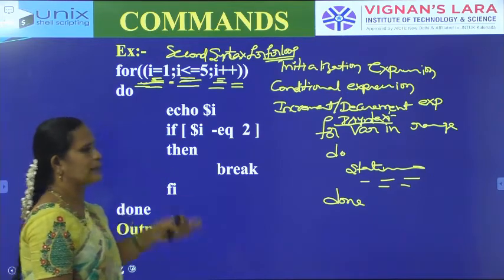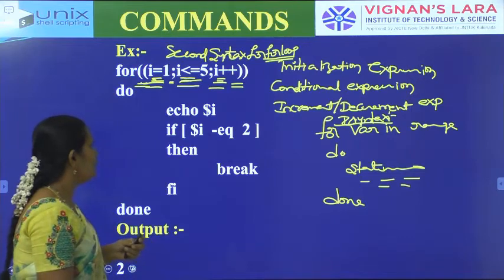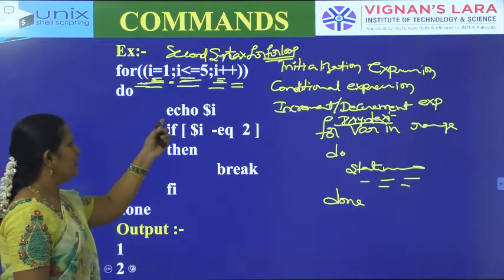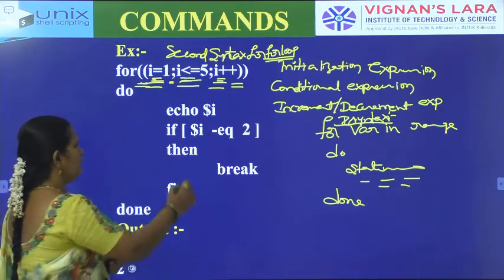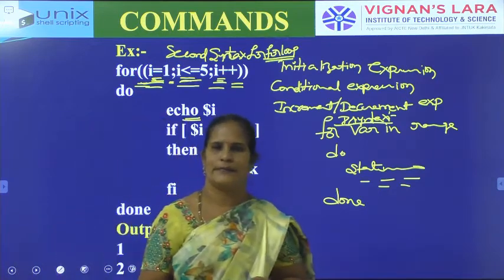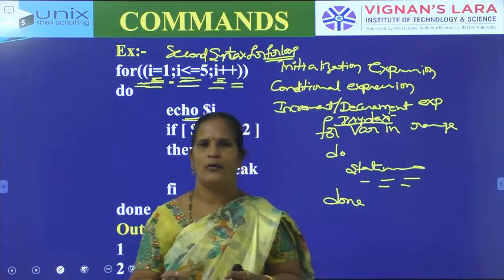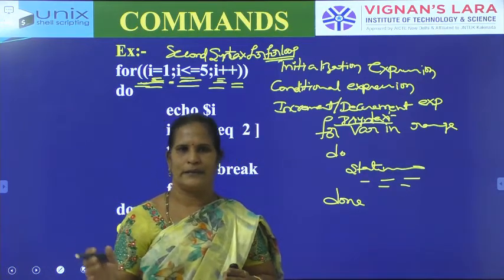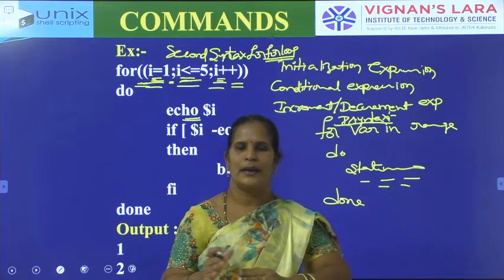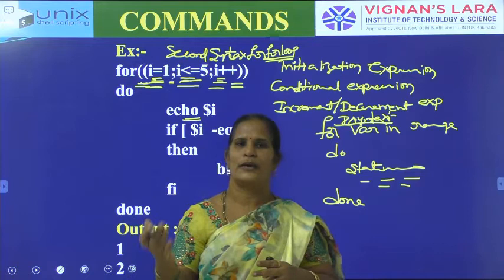Again the condition expression is evaluated: 2 less than or equal to 5 returns a true value. So the control comes inside the for loop. Echo space $I. The new value of I is 2, so it is going to print 2.